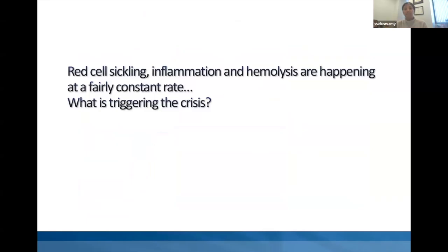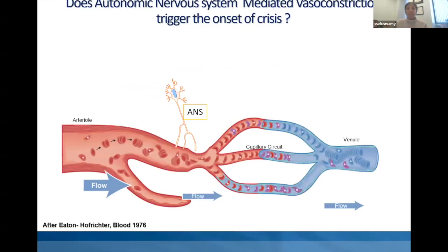One question that comes up looking at this vaso-occlusive process is that we know that the process of red cell sickling, of the inflammation and hemolysis, they're all happening at a fairly constant rate for the most part. But what happens in those first 1 or 2 days, prior to a crisis? Why is it that all of a sudden we're going into full-blown vaso-occlusive crisis when the blood work might not essentially be changing? So to help answer this question, I want to talk a little bit about our autonomic nervous system and our hypothesis as to why we think that this might be happening.